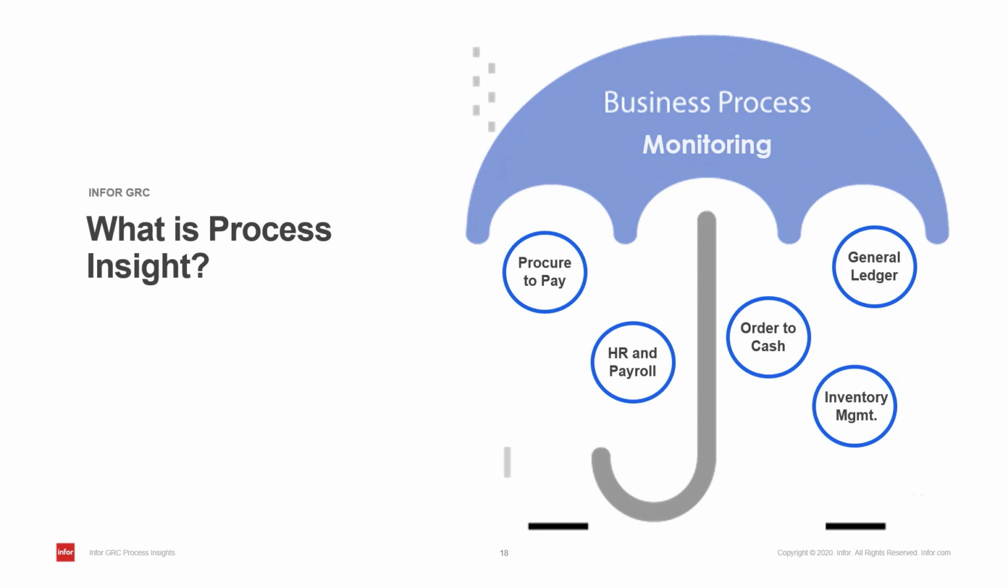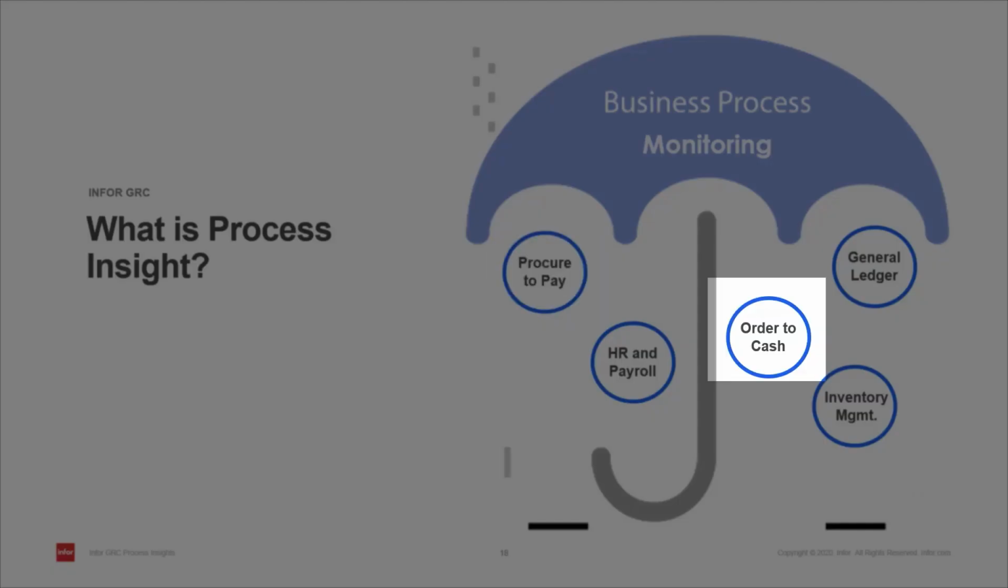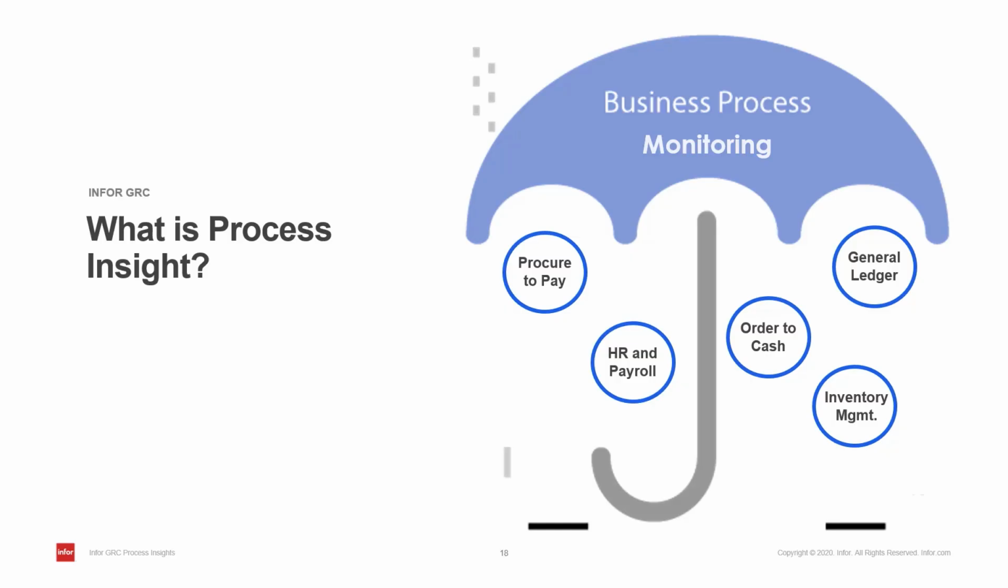All right, so let's answer your first question. What is Process Insight? Basically, Process Insight is a best practices automated business program and controls that span across procure to pay, order to cash, general ledger, HR, and inventory, and these are the automated controls that provide you with a wide range of coverage because of the various control types that are available.